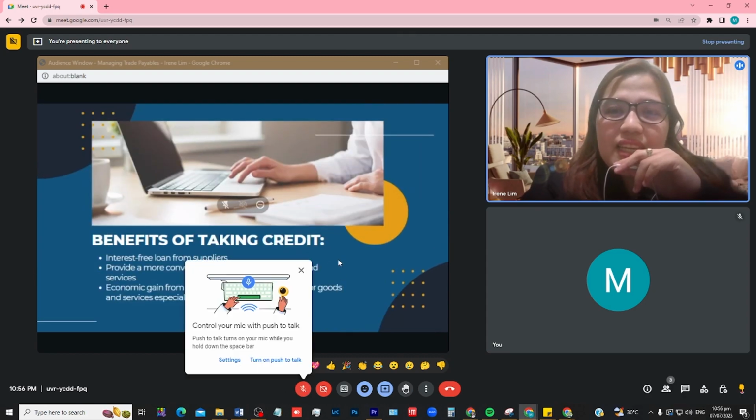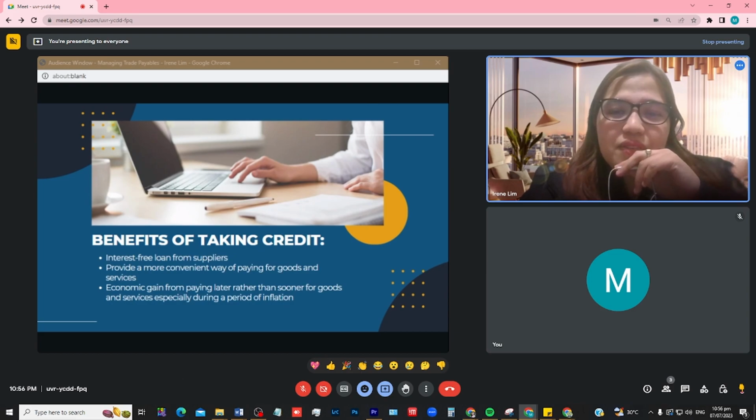Benefits of taking credit. The first benefit is an interest-free loan from suppliers. It can also provide a more convenient way of paying for goods and services rather than paying by cash. It also results in economic gain from paying later rather than sooner for goods and services, especially during a period of inflation. So now let's move on to the next slide, please.